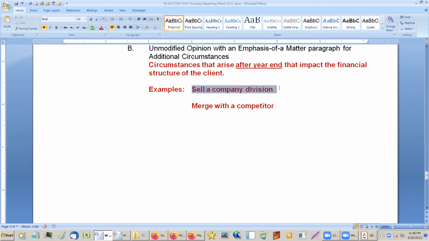So it could be you sell a company division, and tell people don't look for that next year. It could be you merge with a competitor. Oh, by the way, we're twice as big as we were before.